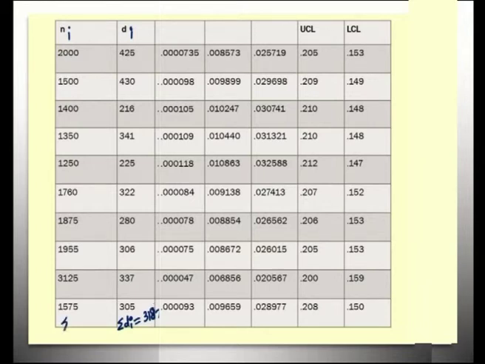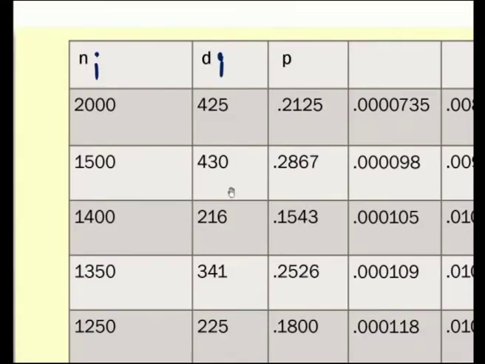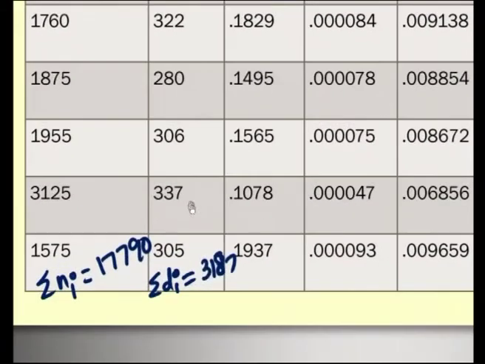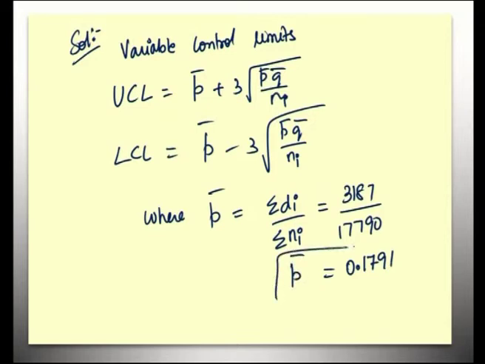and summation N i is equal to 17790. That is the total of 2000, 1500, starting from 2000 to 1575, and summation D i is the total of 425 to 305. Summation D i is 425, 430, and the total comes to be equal to 3187. So, 3187 divided by 17790, and the answer comes to be equal to 0.1791. This is the P bar value.